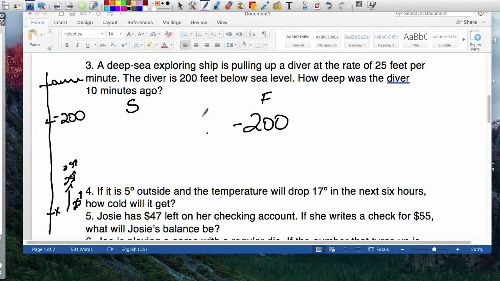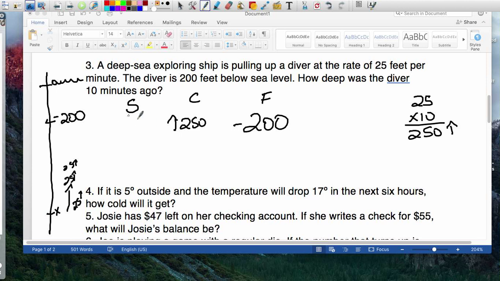And we are going to calculate the change. The change is 25 feet per minute. So 10 minutes ago. So it's been climbing up 25 feet per minute. So in 1 minute he goes 25 feet. In 10 minutes, it means that he just came up 250 feet. So the change here is 250 feet. So it's been coming up. So it's a positive. And he's still underwater, right? So how deep was the diver? Where was he 10 minutes ago? He was all the way down here.